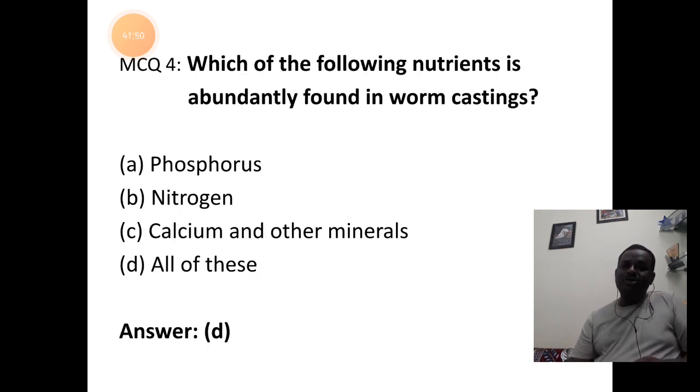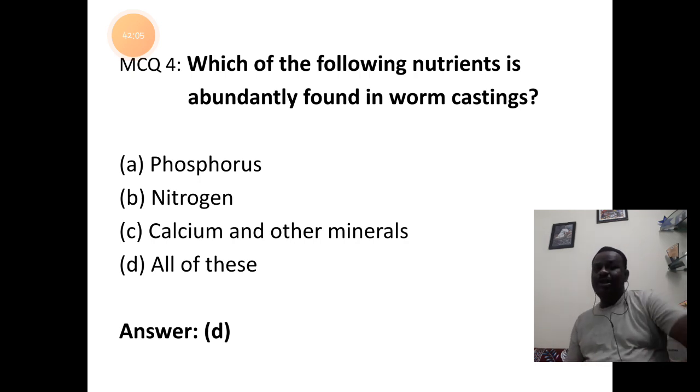Question 4. Which of the following nutrients is abundantly found in the worm castings? So what exactly will the excreta of earthworm contain? It contains phosphorus, nitrogen, calcium and other minerals also. So the answer is D, all of these.